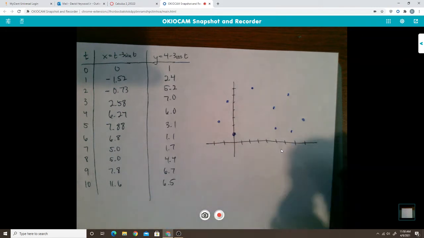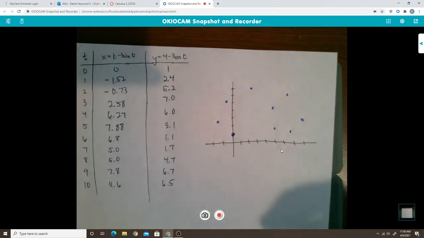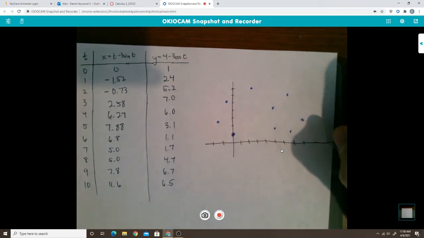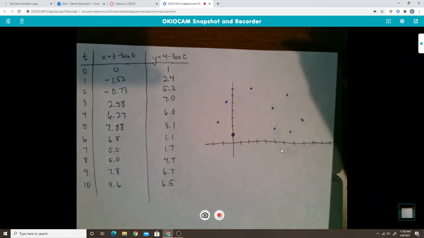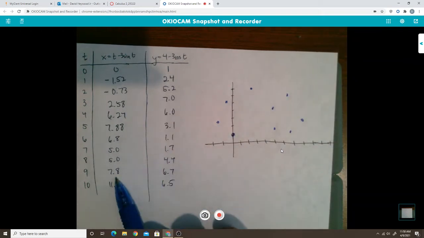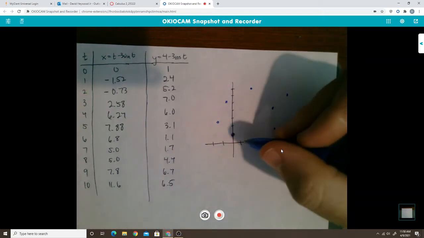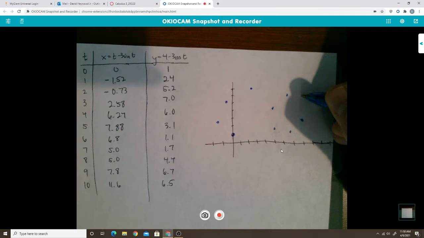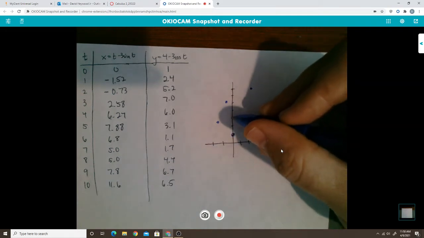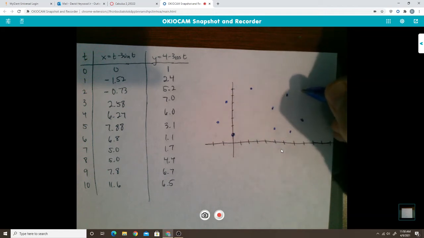I needed to go out to 11. Well, 8, 9, 10, 11. Well, 11.6. Well, it's going to be off the page. But anyway. Okay. Where did I leave off? 7.8 and 6.7. 1, 2, 3, 4, 5, 6.7 puts me all the way up here.